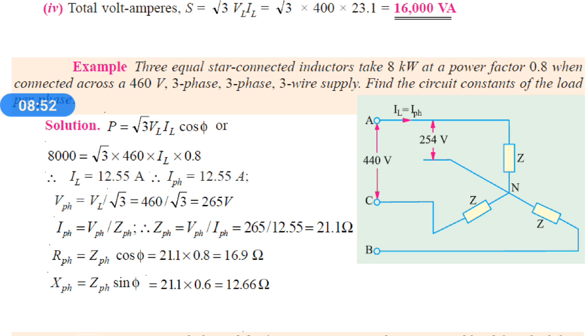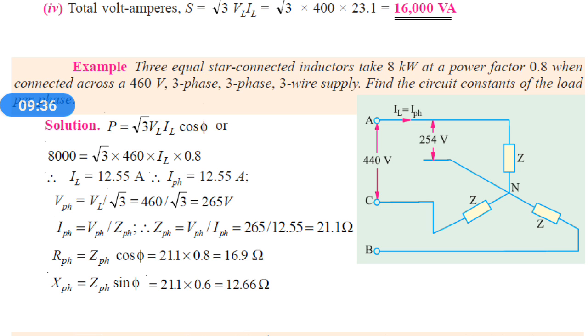Once we have the Z phase value, next we can calculate the R value and the XL value using the impedance triangle. The impedance triangle is a right angle triangle. The adjacent side is R, the opposite side is XL and the hypotenuse is Z. Using that triangle, the R phase value equal to Z phase into cos phi. Here R is the adjacent side, the cos component. So Z phase into cos phi, and the cos phi value we already know.